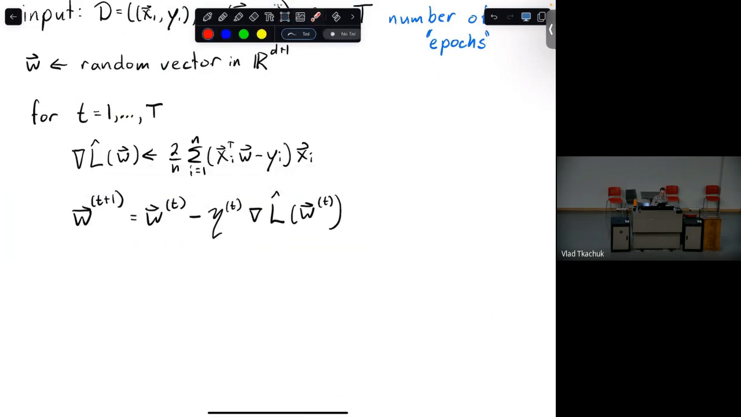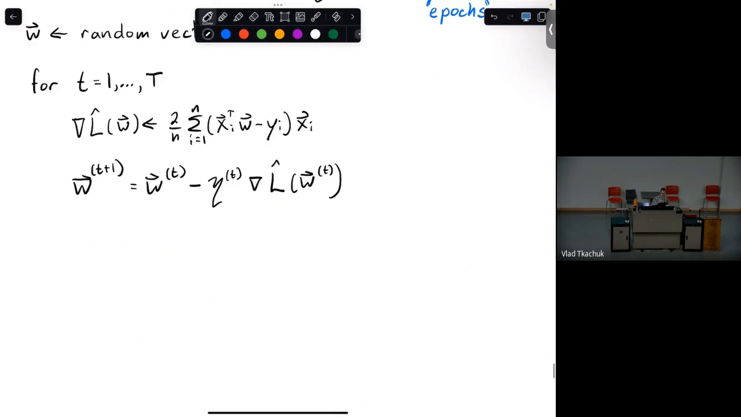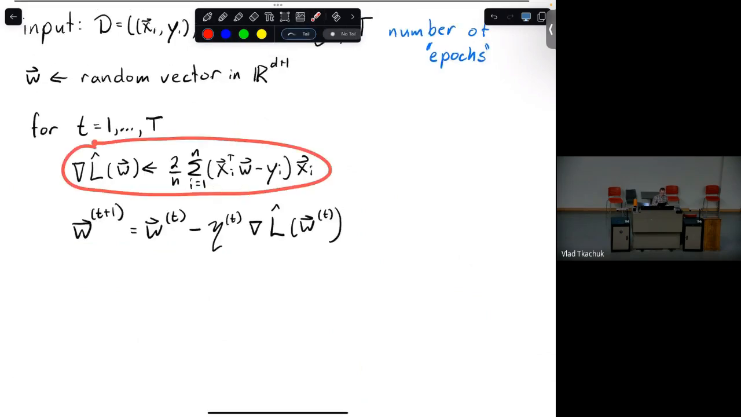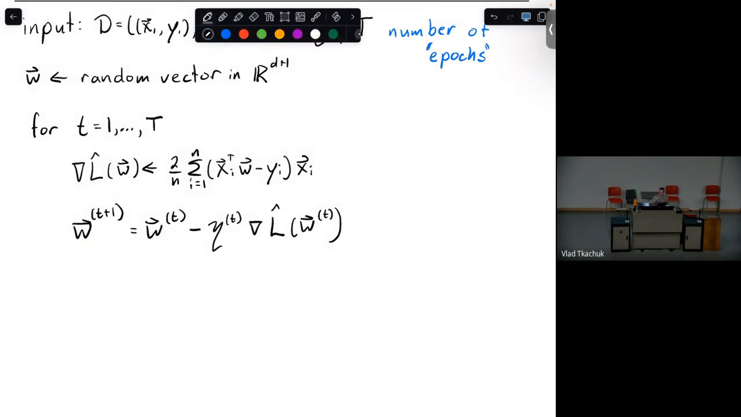Okay. And then in code, of course, this sum you might implement with a for loop, or doing it in a vectorized way. You'll see this kind of stuff in the assignment. But it's as simple as: if you can compute this gradient and then do this step, this update rule, then you just iterate t times.